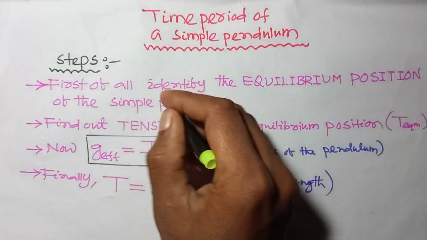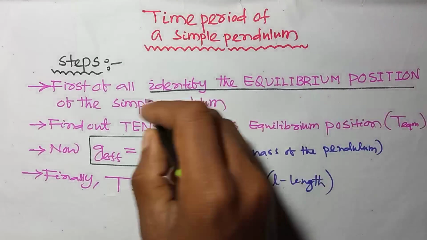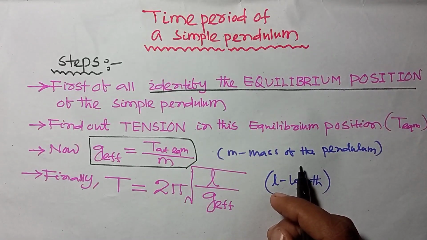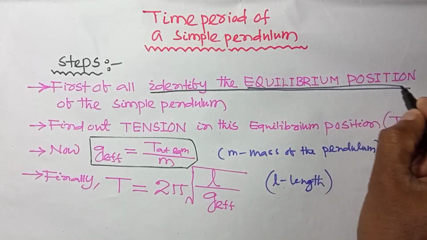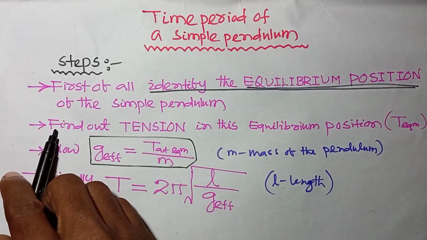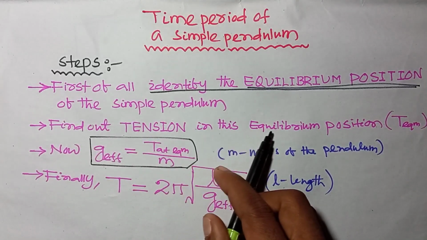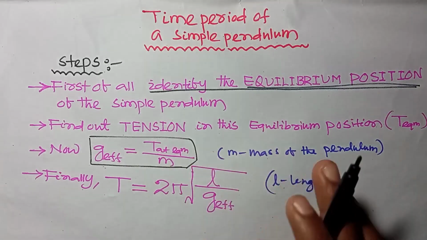First of all, you have to identify the equilibrium position of the simple pendulum. This is a very important thing. Then next, you have to find the tension in this equilibrium position.